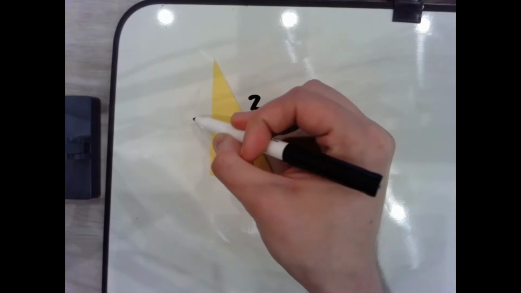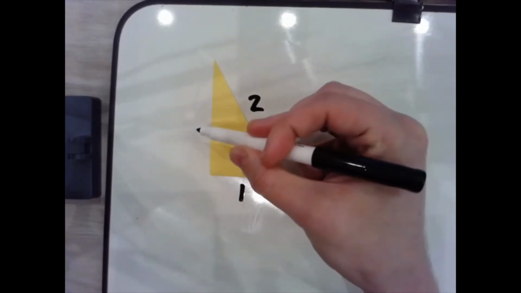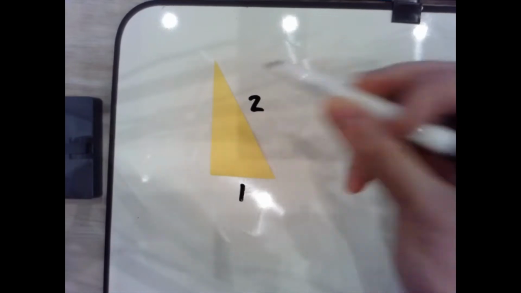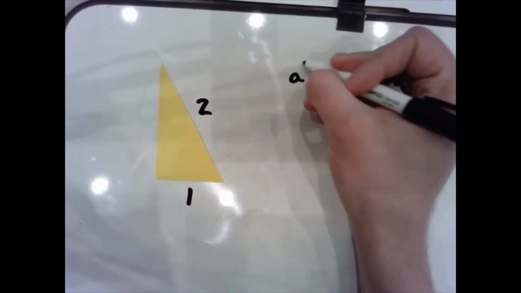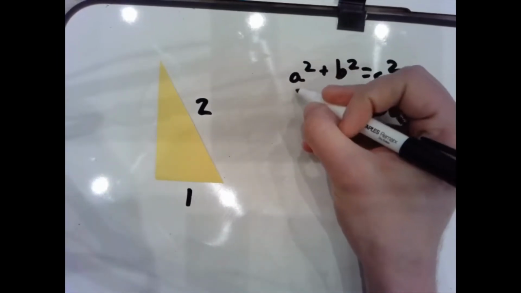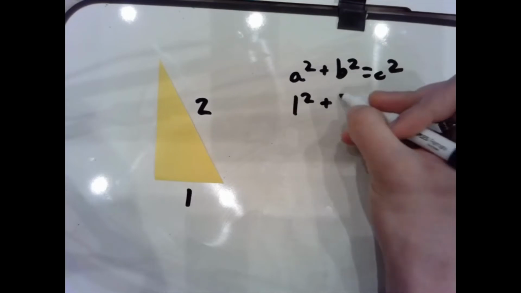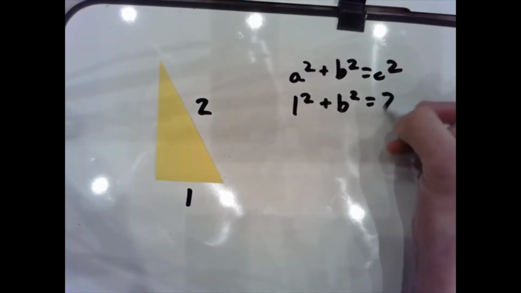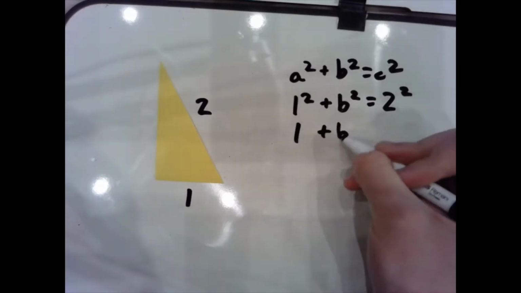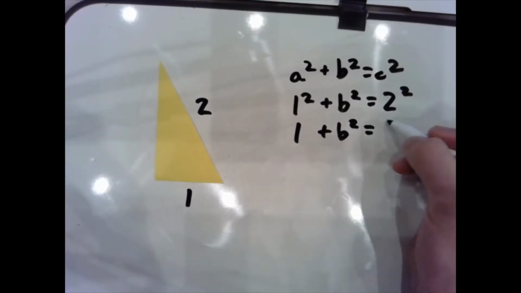So what we're missing is this side right here. Note, we're missing the leg. We're not missing the hypotenuse, we're missing the leg. So when I do the exact same thing I did earlier, a squared plus b squared equals c squared, I'm going to write in 1 squared, leave b alone, and plug in 2 for c. So 1 squared is 1. Please don't say 1 squared is 2. And then equals 2 squared.